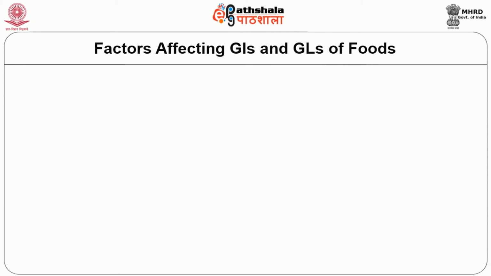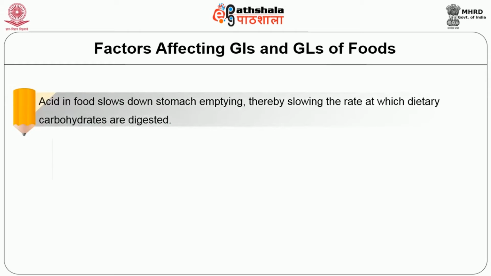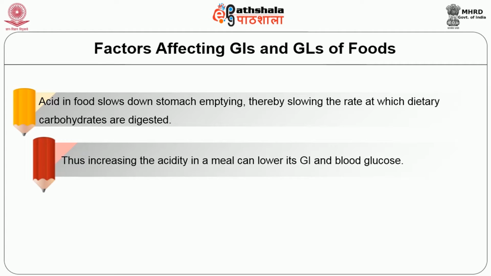Yes, the next factor which affects the glycemic index and load is nothing but the acidity. Acid in the food slows down stomach emptying, thereby slowing the rate at which dietary carbohydrates are digested. Thus, increasing the acidity in a meal can lower its glycemic index and blood glucose.